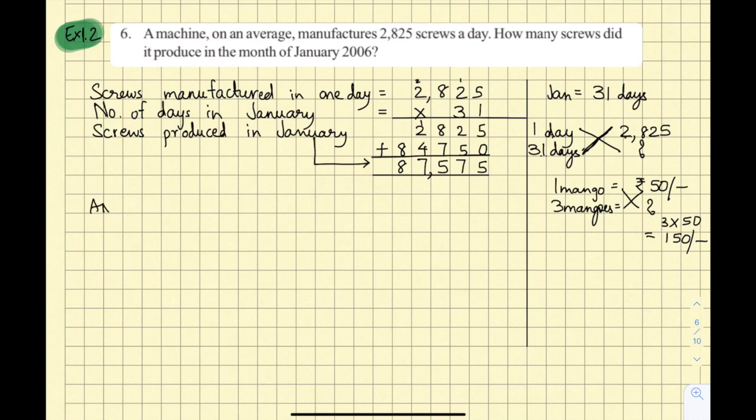And then we write the final answer statement. How many screws did it produce in the month of January 2006? So here, it produced. Again produced, because did is there in the question, we'll learn better in grammar class. It produced 87,575 screws in January 2006. January month of any year will always have 31 days.